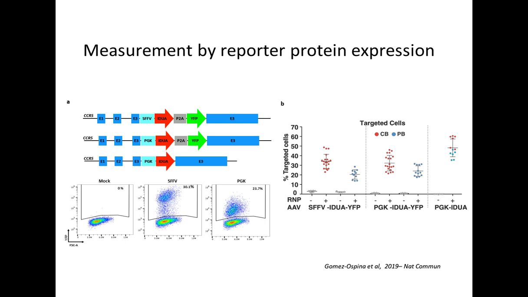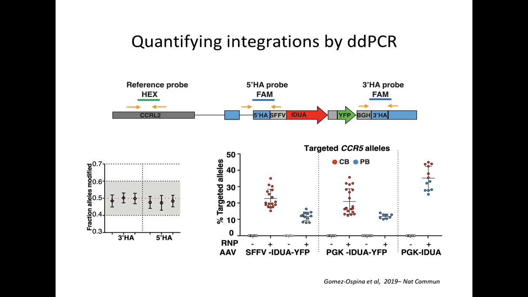Now you can measure integrations more directly by looking at the locus itself. Here I'm showing you the use of droplet digital PCR to accomplish this. There are, of course, other ways to do this. So to do ddPCR, you need a probe that works as a reference. It could be anywhere else in the genome, but we prefer to place it in the same chromosome. And then you need another probe assay that will read only your integrated version of your allele, and that's very specific to what you want to do.